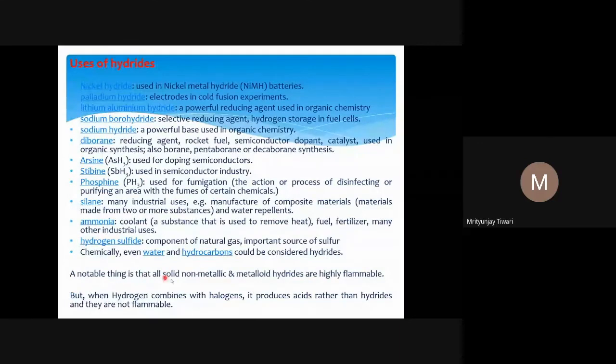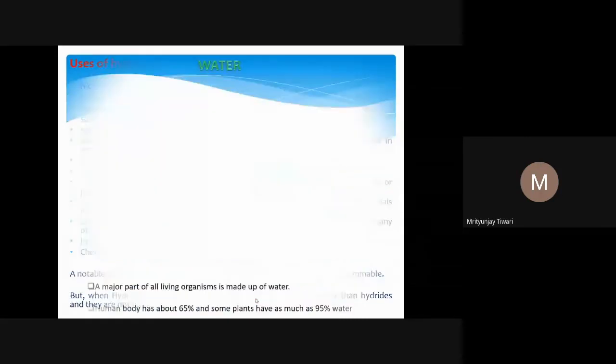A notable thing is that all solid, non-metallic, and metalloid hydrides are highly flammable. They can easily be burnt. But when hydrogen combines with halogens, it produces acids rather than hydrides, and they are not flammable. So when hydrogen reacts with halogens, it forms acids. They are also hydrides, not that they are not hydrides, but they are not flammable.